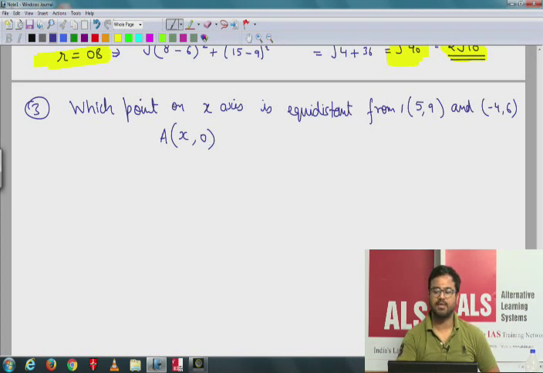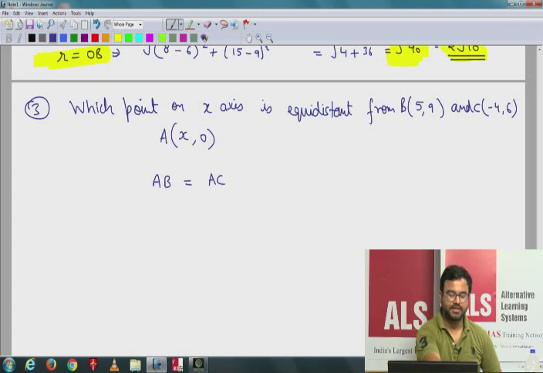And let's name these 2 points as B and C. So what it's saying is, A is equidistant from B and C. So you can say AB is equal to AC. This thing you have to do. So write down the distance formula on both the sides and solve it then.